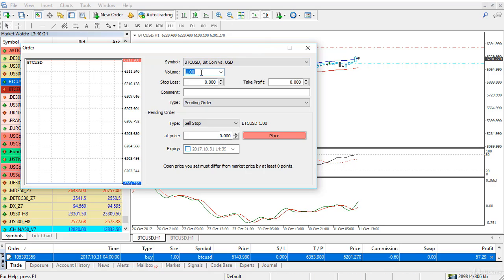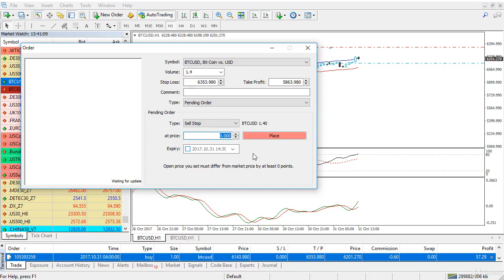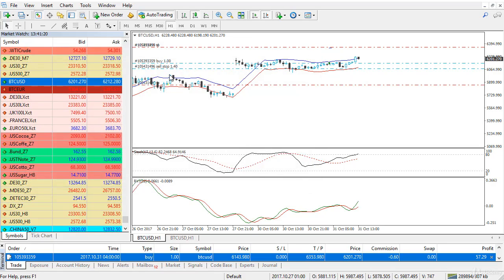So the order will be executed when the price reaches this level of $6,073.98, and here of course you need to change the volume to 1.4. So 1.4, but make sure you write it without the comma, but exactly this way. So the stop loss, guys, is the same as the take profit from our first trade, which is 6353.98. Okay, and our take profit, we said it's 5863.98, and we need to enter the price as well. It's 6073.98.